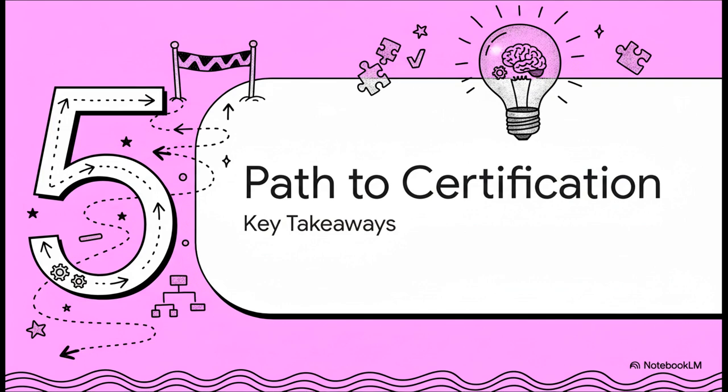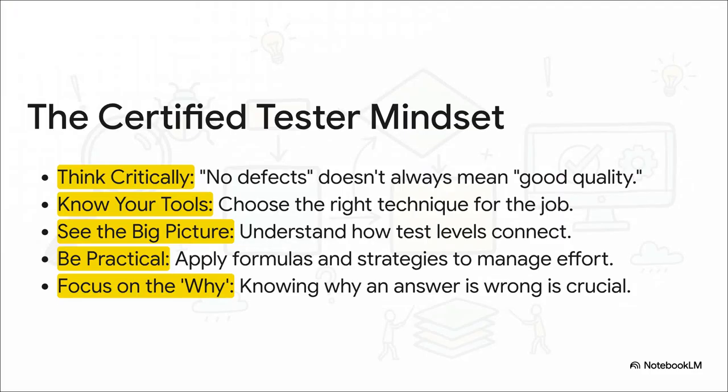So let's tie it all together. What is the absolute core mindset you need to have to walk out of that testing center with a pass? So here it is, the certified tester mindset boiled down to 5 key points. 1, think critically, just like we did with the pesticide paradox. 2, know your tools. Know the difference between black box, white box, and experience-based. 3, see the big picture, connecting all the test levels to the failures they find. 4, be practical. Apply those formulas like 3-point estimation. And maybe most importantly, 5, always focus on the why. Deconstruct the wrong answers so you can be absolutely certain about the right one. This is the mindset that's going to get you certified.